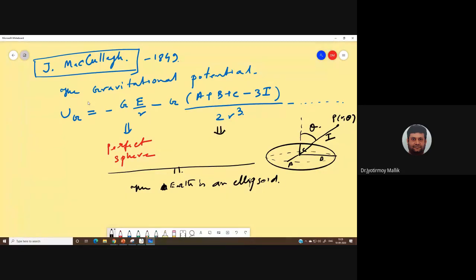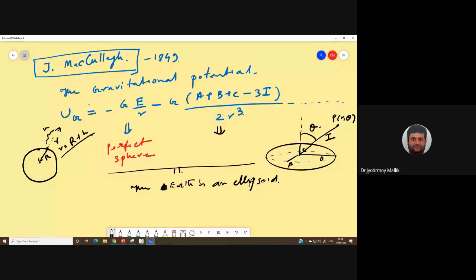Let me explain that. If this is my sphere, and I want to calculate my gravitational potential at this point, then this is capital R. Now, if I want to calculate the gravitational potential here, this whole distance is larger. So if this is h, then r is equal to capital R plus h. Simple.